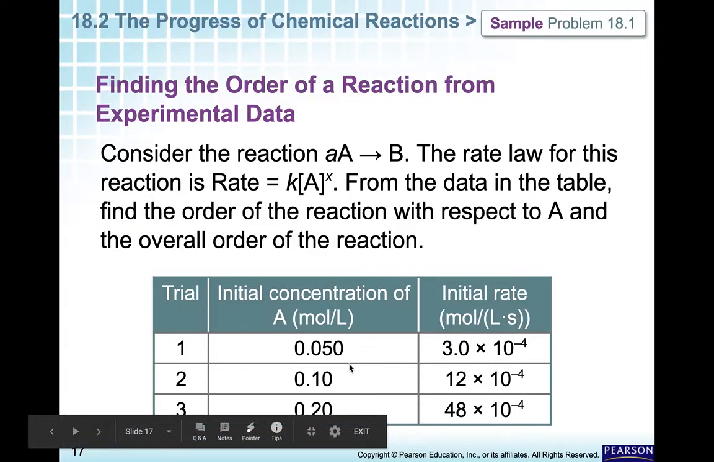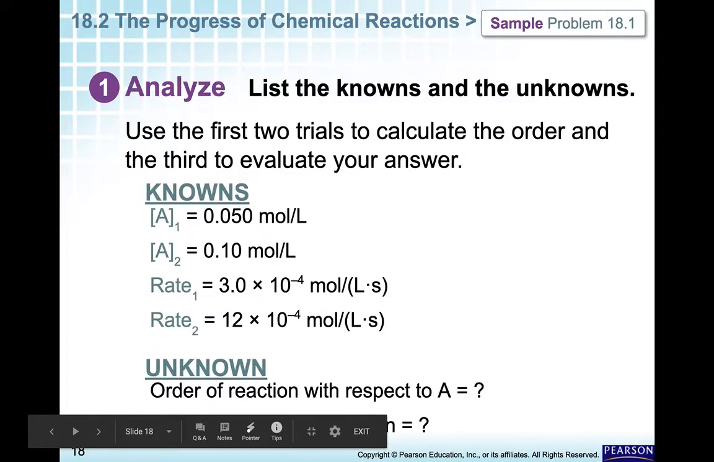Just as a quick note, you wouldn't have had to use trials 1 and 2. We could have looked between trials 2 and 3, seen that the initial concentration doubled, and again the initial rate here quadruples. We just need to pick 2 trials, any 2 trials, see how the concentration changed and see how the rate changed. Here's what we're going to do.